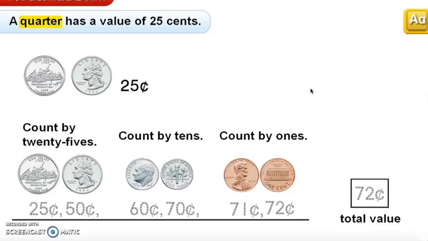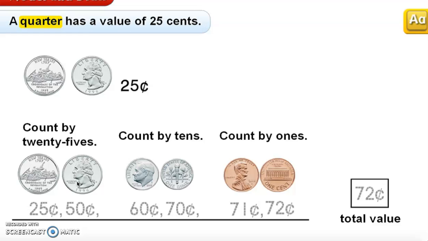And now we're going to dive more into a quarter. So a quarter has a value of 25 cents. So if you have 2 quarters, you have 50 cents. So you count by 25s. So 25, 50, if you had 3 quarters, it would be 75. And if you had 4 quarters, remember, it's $1. Right?